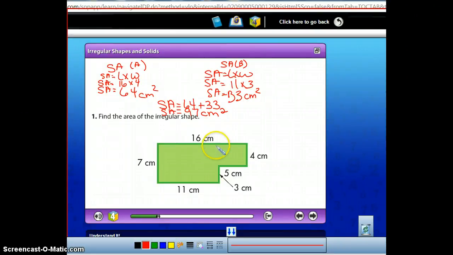Now, you do not have to do this, but I just want to prove to you if we decided to do it this way. A and B, surface area of A would be 11 times 7, which would be 77 centimeters squared. Surface area of B, it's telling me that this thing right here is 5, so it would be 5 times 4, which is 20. So that would be 97 centimeters squared. Same answer, either way.